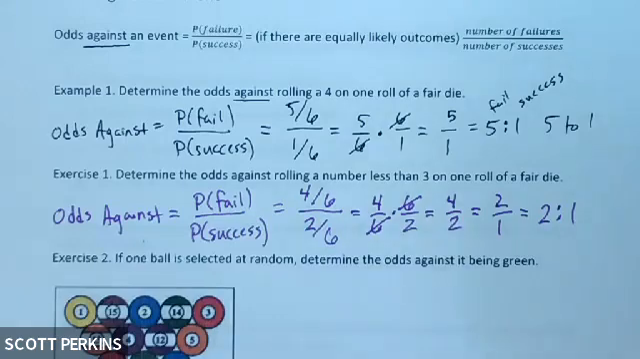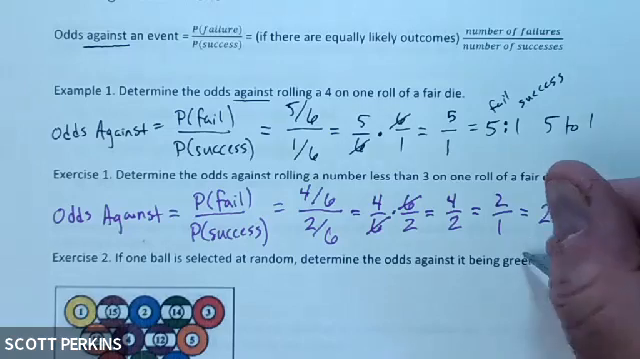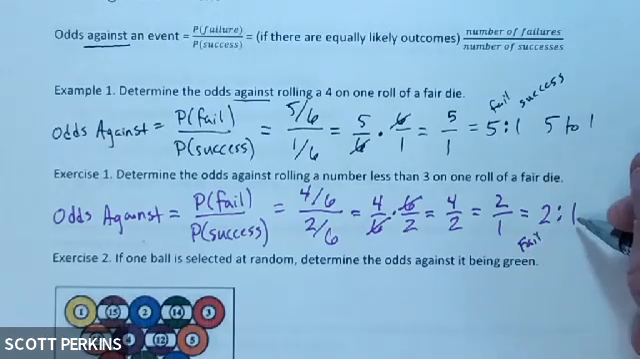Once again, what does that ratio mean? I have 2 whats? Failures for every 1 success. Great. Okay, that's what the odds are telling me. It's a 2 to 1 ratio of failure to success.